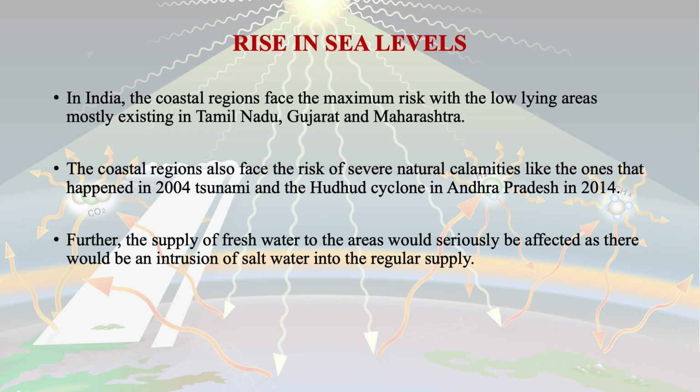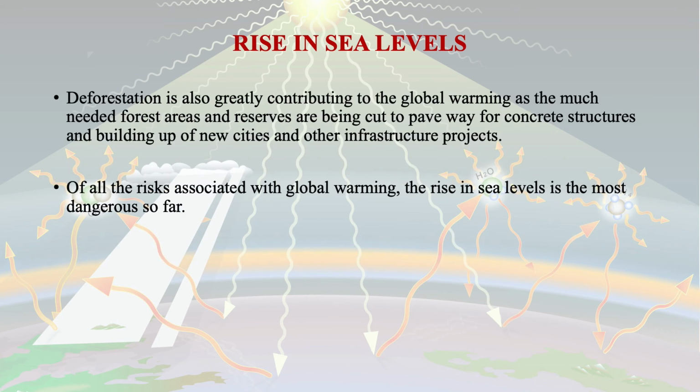And if we face natural calamities and disasters in these coastal areas in a regular manner, it will further affect the freshwater supply to this area. Seawater may intrude into these regions, which will affect in many ways. And deforestation is greatly contributing to global warming.